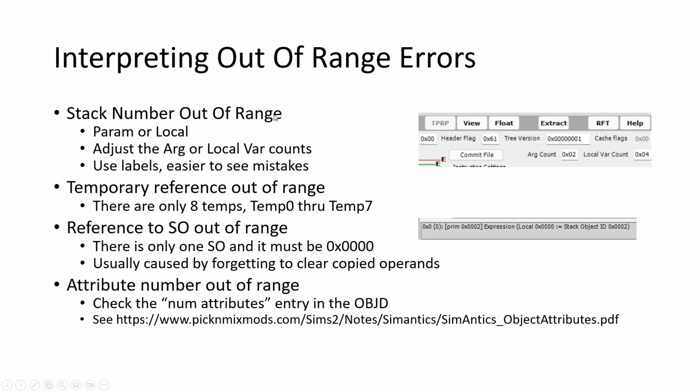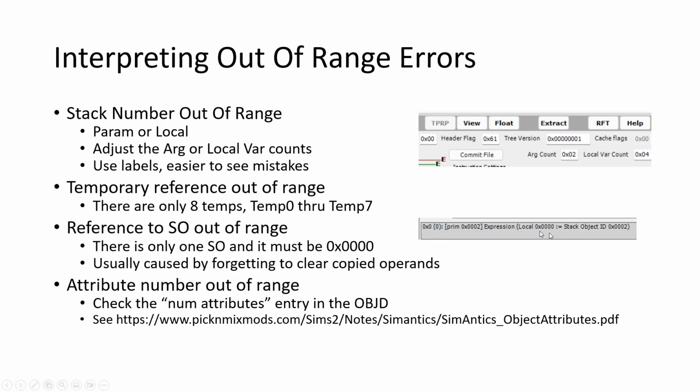Related to stack number out of range is temporary reference out of range. There are only 8 temps, called temp 0 through temp 7. If you try to use temp 8, you'll get a temporary reference out of range. As simple as that. Next, reference to stack object out of range. There is only one stack object, and it must be set to 0x000.